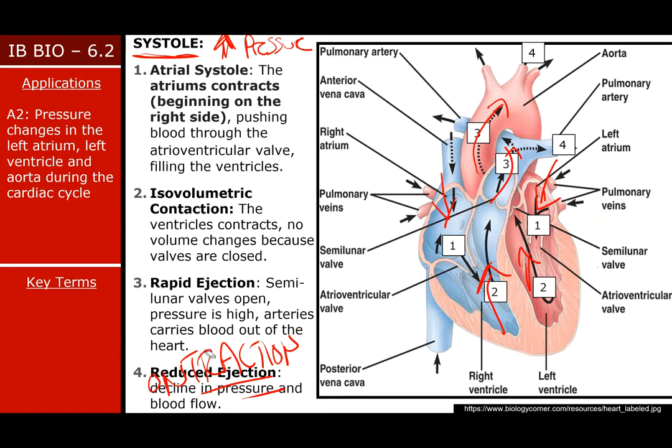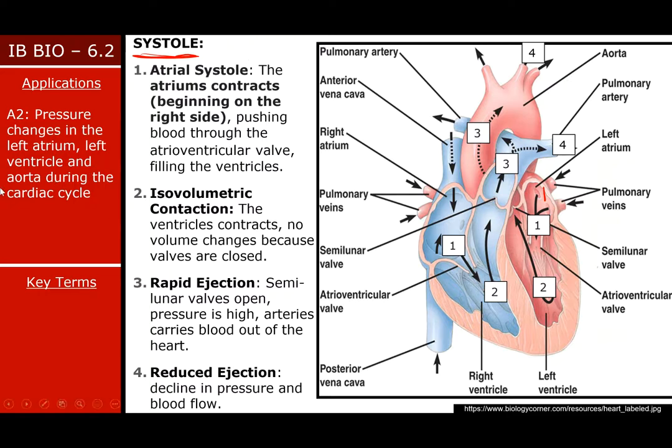Oh, and there's 4, which is reduced ejection. So there's a decline in the pressure and blood flow because most of it's exited already. It's kind of like the last little push to get everything out, but it's less pressure because there's not as much blood left over. Most of the blood goes through the blood vessels in 3. So this is where most of your blood gets pushed out, and then this is just kind of like getting the drippy stuff out.